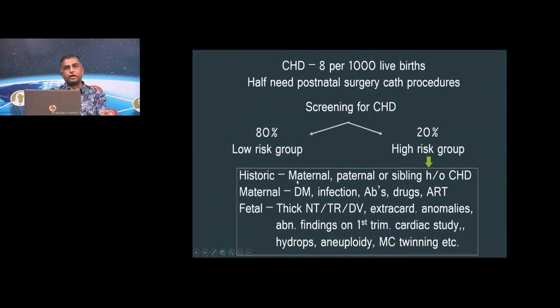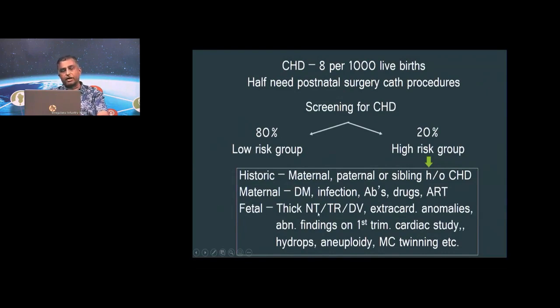High-risk group could be historic, maybe a maternal or paternal or sibling history of congenital heart disease. Now we have many ladies who have been operated for tetralogy of Fallot, who have been operated for other congenital heart disease, who themselves have become adults, who are now conceiving. So those ladies belong to the high risk. Also maternal history in terms of diabetes mellitus, infection, antibodies like anti-Ro, anti-La, drugs, and assisted reproductive techniques, again, contribute to the high-risk group. And lastly, the fetal, a very important contributor.